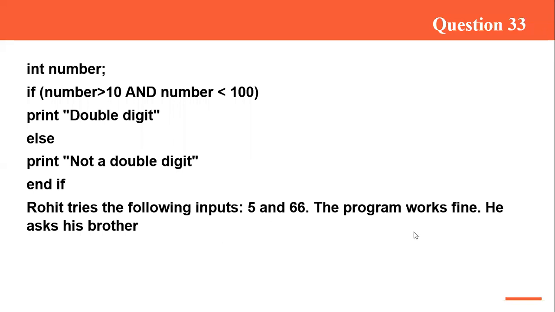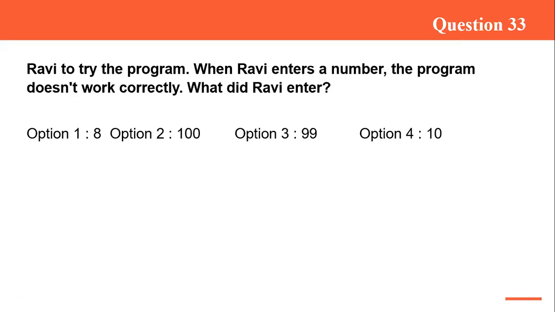Can I show the next one? If you have read till here, I'll show the next one. Now see that. Ravi tries the program. When Ravi enters a number, the program doesn't work correctly. What did Ravi enter?